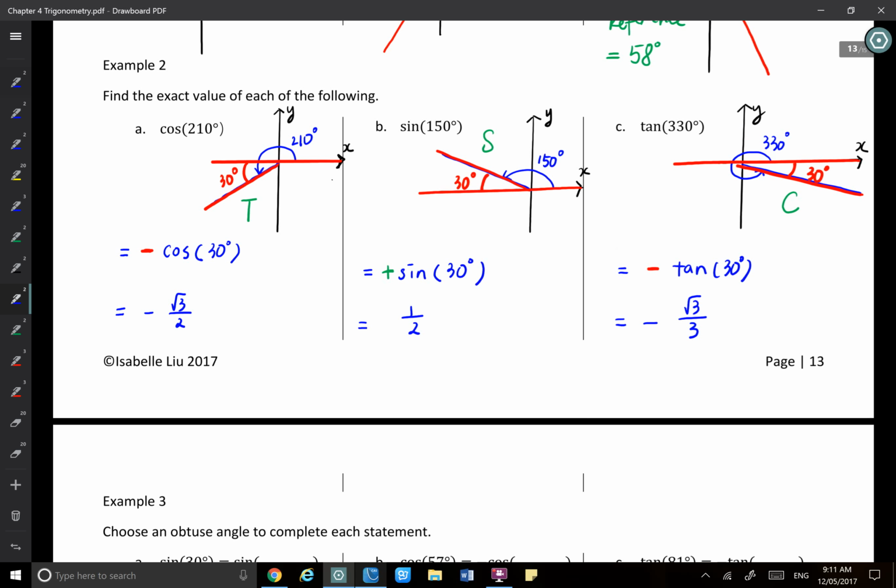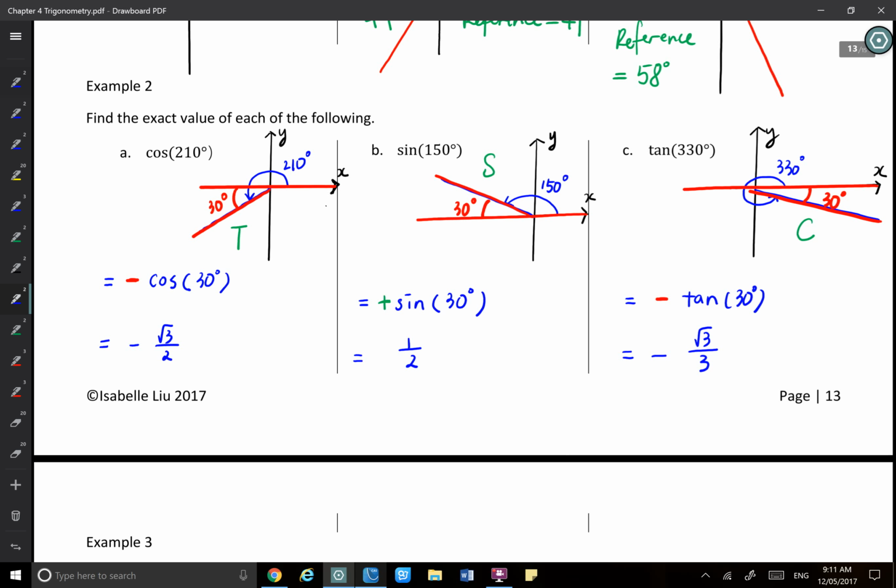Okay, so that's how we evaluate those values. Can you see 210 has the reference angle 30, so I can find the exact values. 150 has the reference angle 30, and 330 has the reference angle 30. They all have a reference angle of 30. So there will be angles in each quadrant with that particular reference angle, and all of them are evaluated the same way.